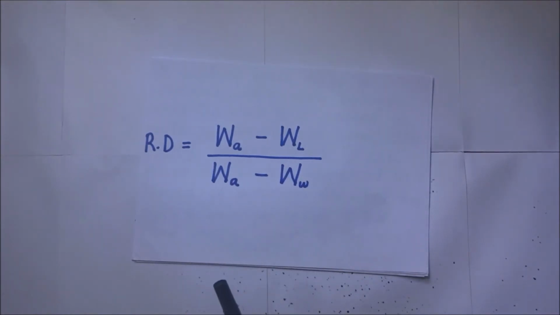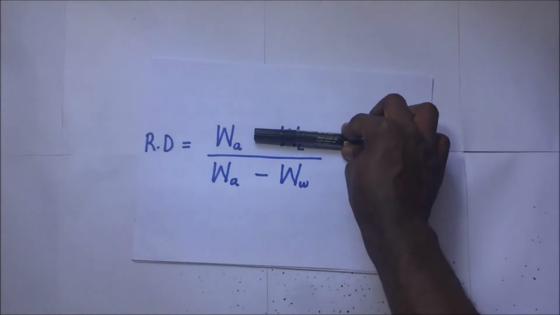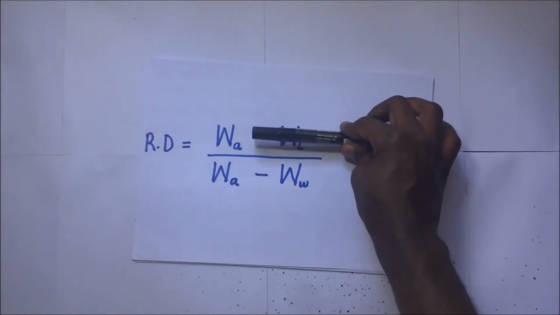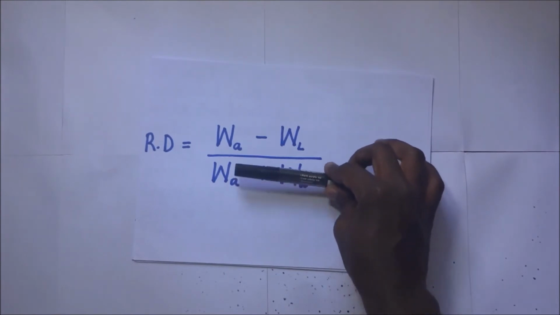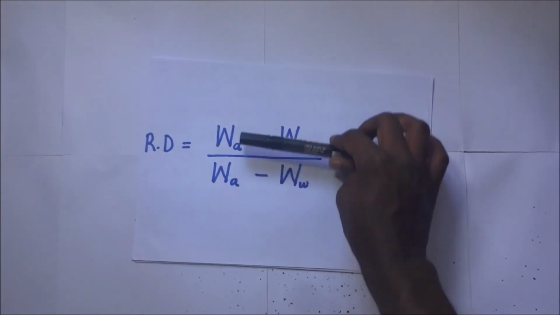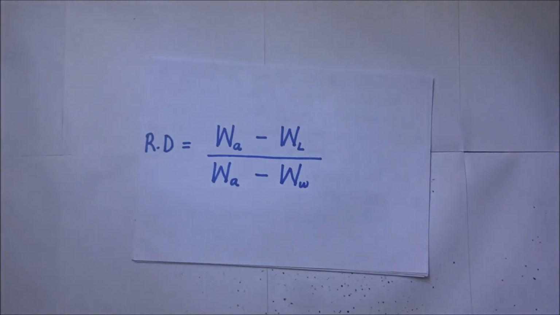And definitely this is the same as saying the upthrust experienced when the solid is in the liquid, divided by the upthrust experienced when the solid is in water. This ratio enables us to get the relative density of the substance.